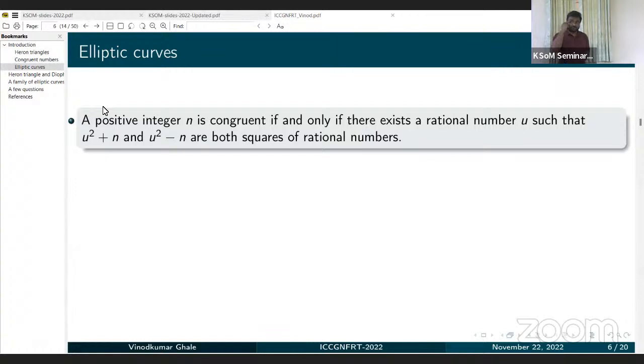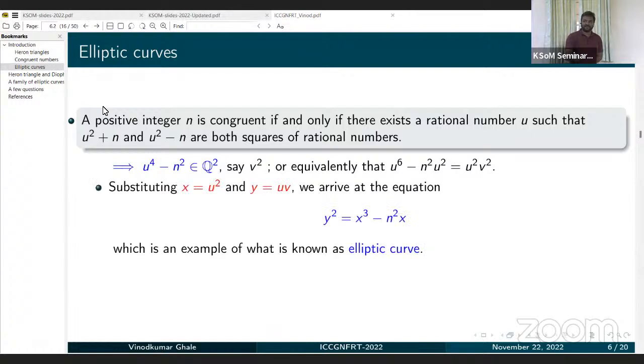Regarding congruent numbers, we can look at them using the Diophantine equation for right angle triangles. A number can occur as the area of a right angle triangle if and only if these 3 numbers, u square minus n, u square and u square plus n, are all squares of rational numbers. There are 3 terms in arithmetic progression with difference n. Using this fact, we arrive at an equation with some substitution, which looks like y square is equal to x cube minus n square x, which is an elliptic curve. That's what we have seen in Saikia's talk.